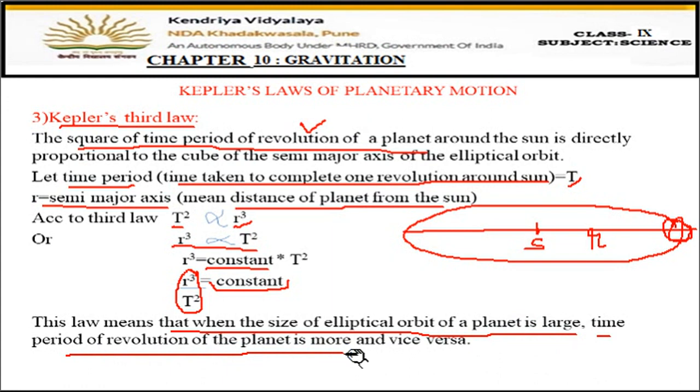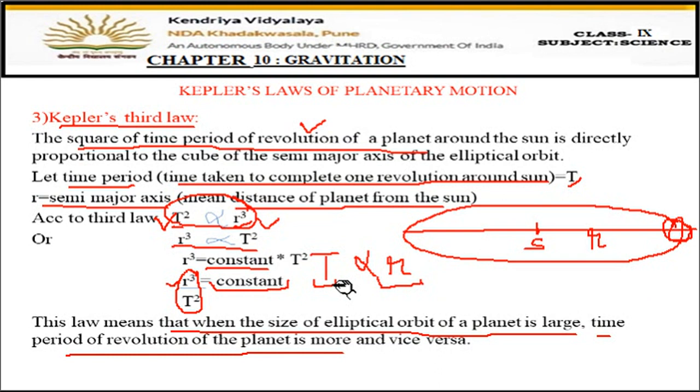That means if the distance between the planet and the sun is more, this is the direct relation. R is the distance between the planet and the sun. If this is more, then the time period, meaning the time taken to complete one revolution, will be more. If the distance R between the planet and the sun is more, then the time period will also be more. If the distance between planet and sun is less, then the time taken to complete one revolution will also be less.